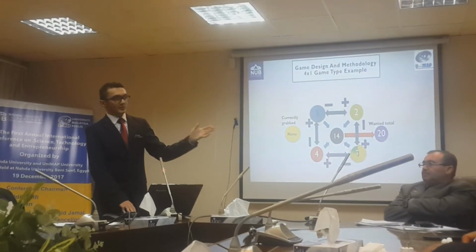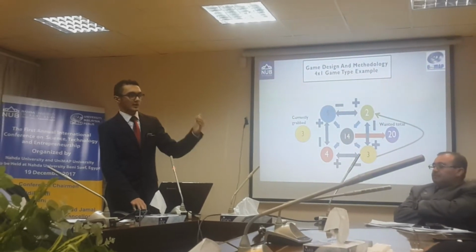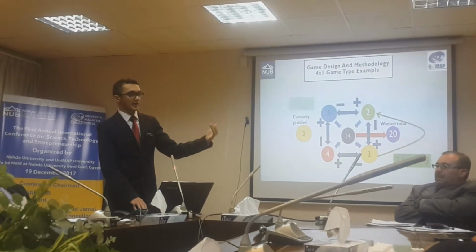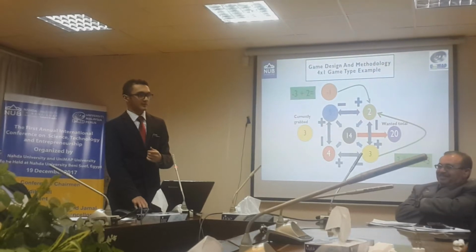If we pick up the number 3 and move it counterclockwise to the number 2, it's going to be multiplied by -1 and then added to the number in that circle, which is 2, which is going to give us -1.